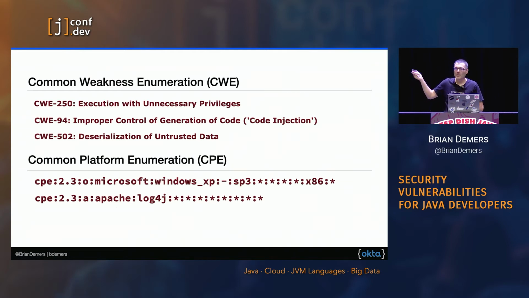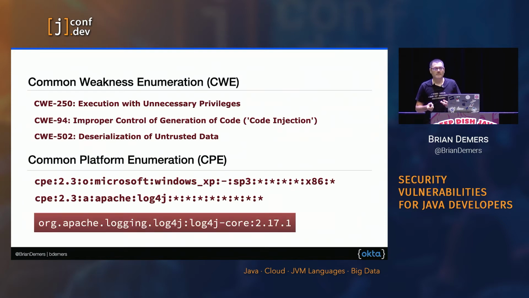But the bottom one looks more familiar, right? That kind of looks like a Maven coordinate, right? Everybody familiar with Maven coordinates? So GAV, group artifact version. Those are not the same thing. If you remember nothing about the slide, they're not the same thing.